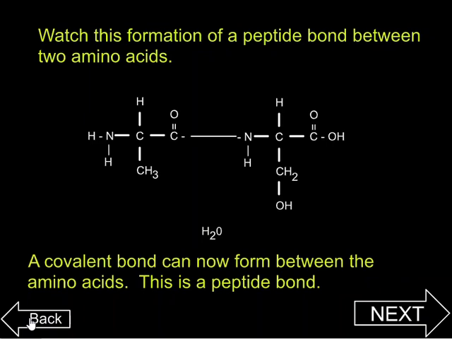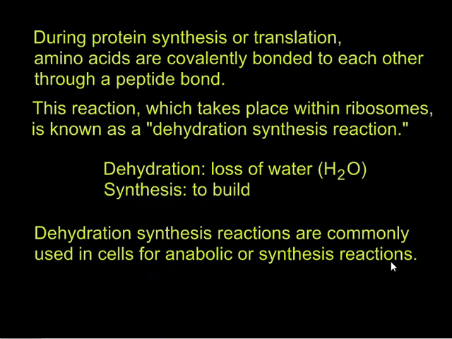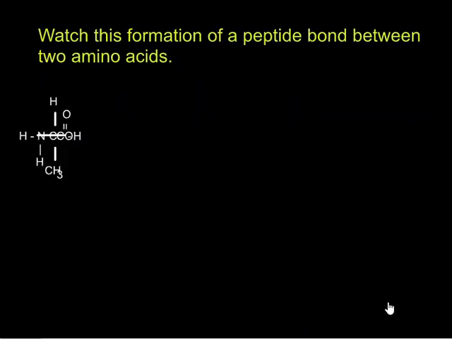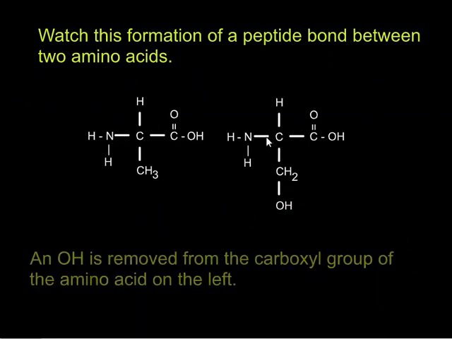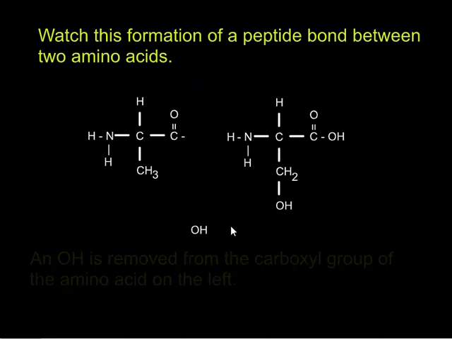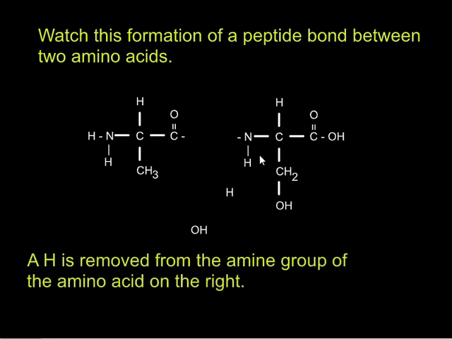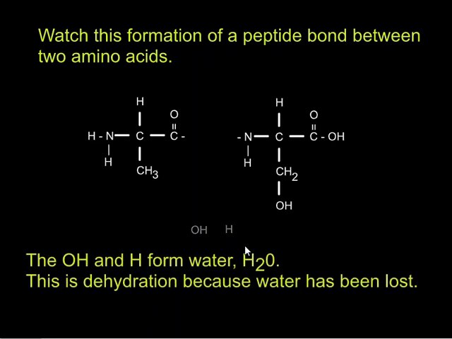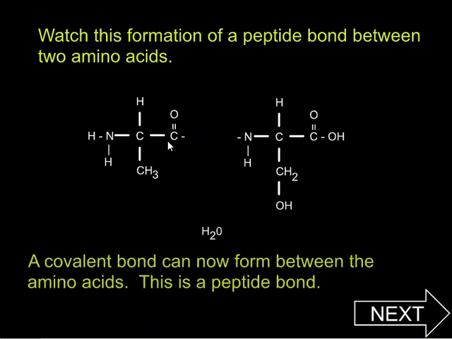So let us look at this section again. Look at it carefully. The hydroxyl group is removed from the carboxyl group of the amino acid on the left, and from the amine group on the right, H is removed. That is, a water molecule is removed, which is the dehydration process. Now a peptide bond will form between the carboxyl group and the amine group of the second amino acid. So this is the peptide bond formation.